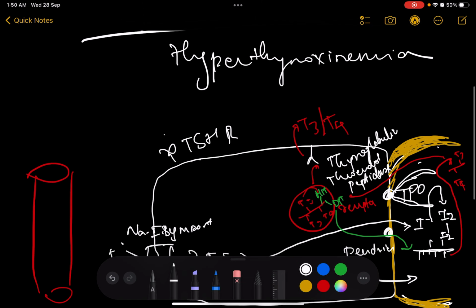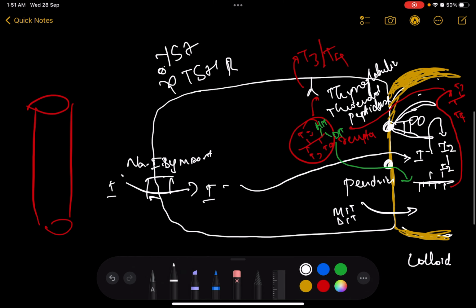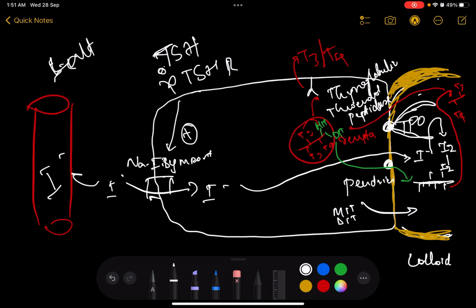So before dipping into the entire drugs part of it, let's just review the physiology. You've taken iodine. Let's say you take salt. Your iodide ion comes in and is taken up by a sodium iodide symporter. But the TSH molecule is really important, because it will stimulate this symporter. It will increase the expression of symporters and your iodine will keep coming in.